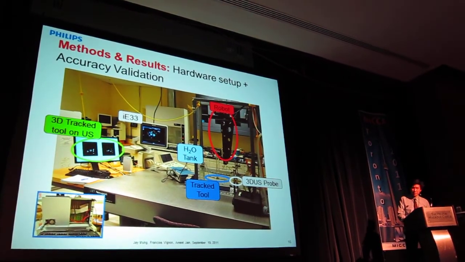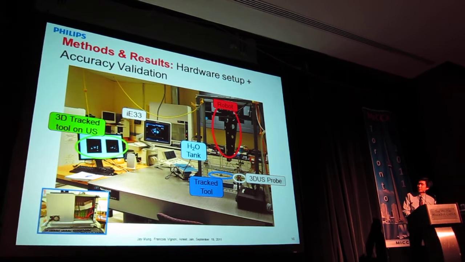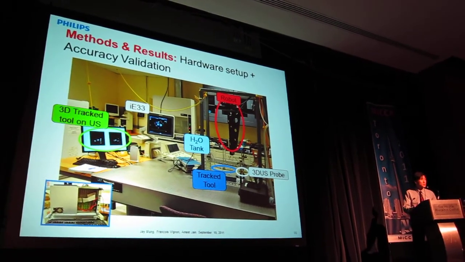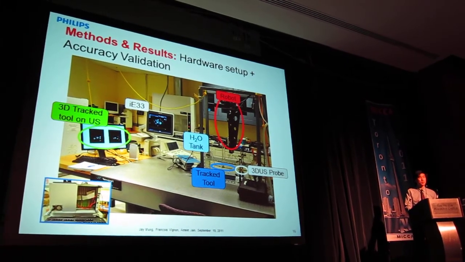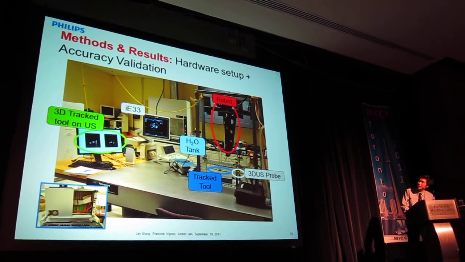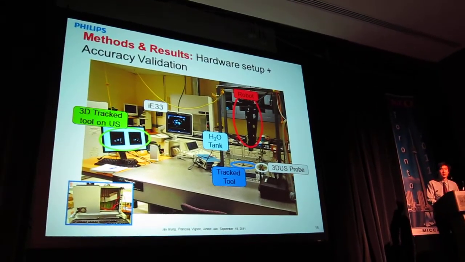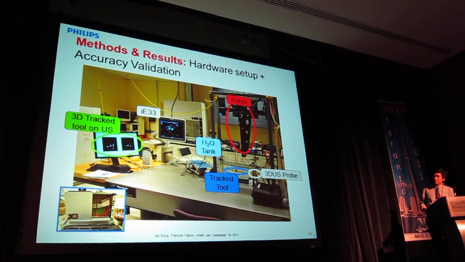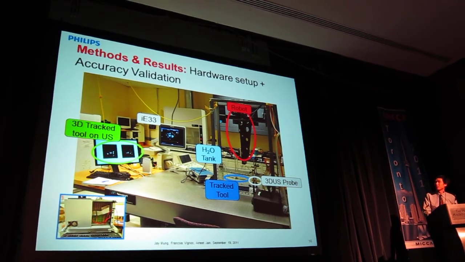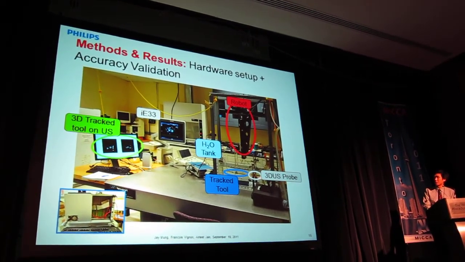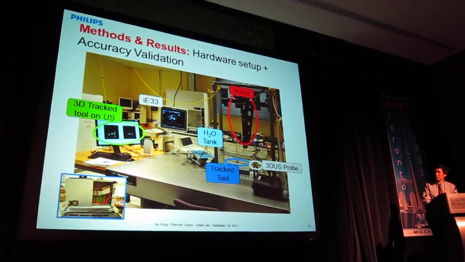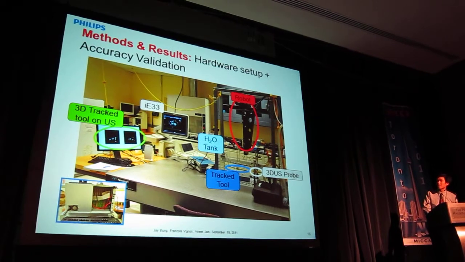So this here is a photograph of the hardware setup that was required to implement everything that I just told you about. And in addition, we also have hardware here for the experiment to validate our accuracy. I'll just take you through here really quickly. The centerpiece here is a Philips IE33 ultrasound scanner. It's attached to a 3D ultrasound probe. We use an ultrasound receiver as a mimic for the tracked tool.